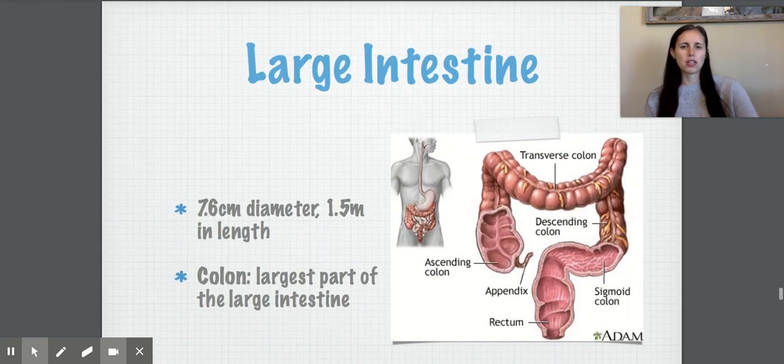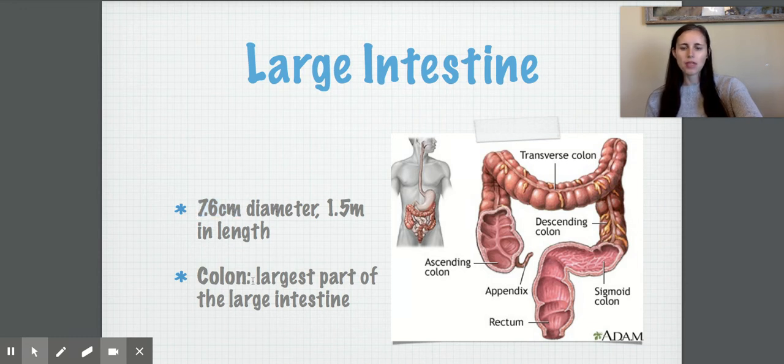Let's now talk about the large intestine. The large intestine is part of the GI tract, and it also helps with absorption. So no digestion happens here, only absorption. It's only about 1.5 meters in length, so it is much smaller than the small intestine in terms of length. Why it's called the large intestine is because it's wider. The small intestine was only 2.5 centimeters wide. This is much thicker. It's 7.6 centimeters in diameter.